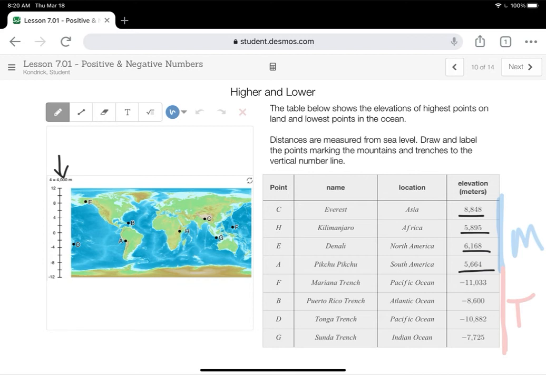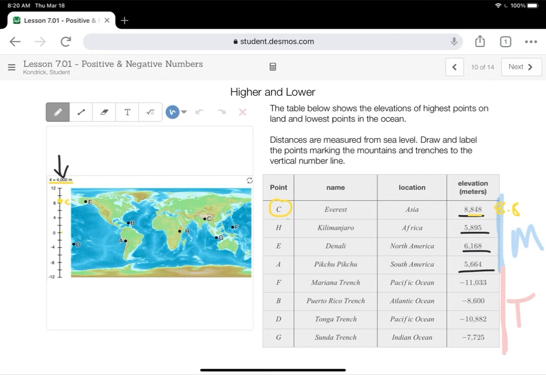So I can do the first one with you. If I have C, I want to put C at around 8,800. Each of these, as you can see, 4 is equal to 4,000 meters. So this one I can put roughly around 8.8 on the number line. If I start at 0, I can go to 8, and it's a little bit above 8, so that's where I could put C.